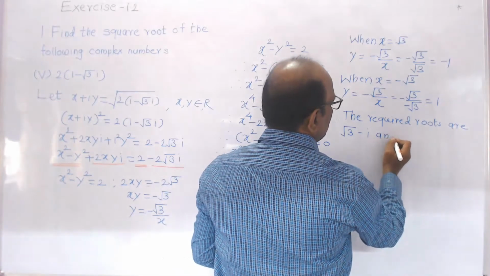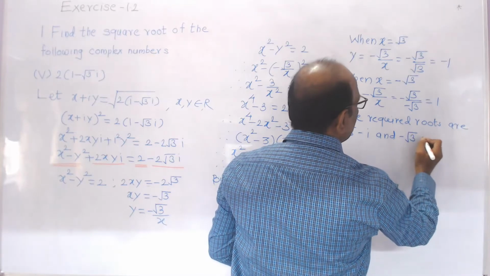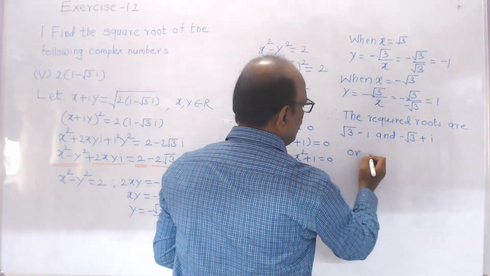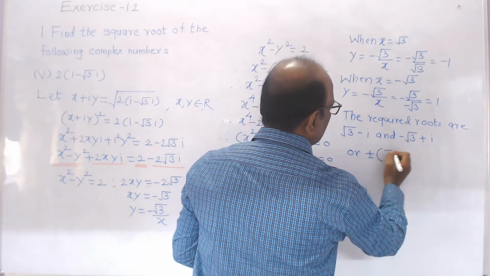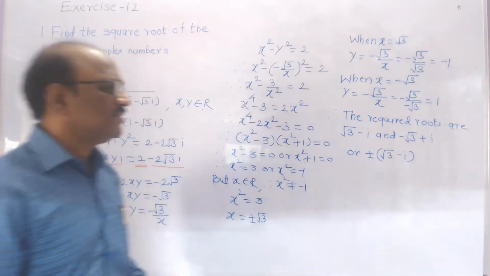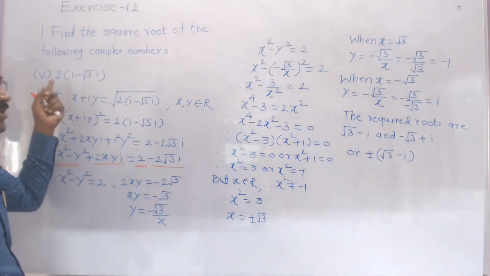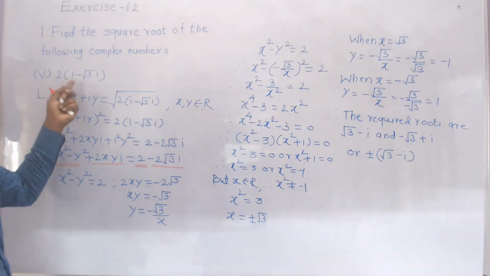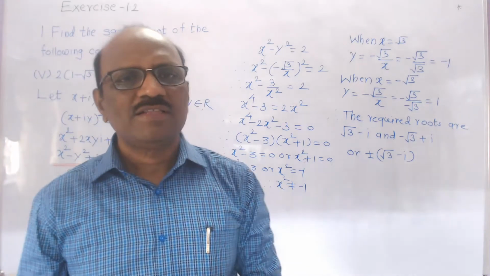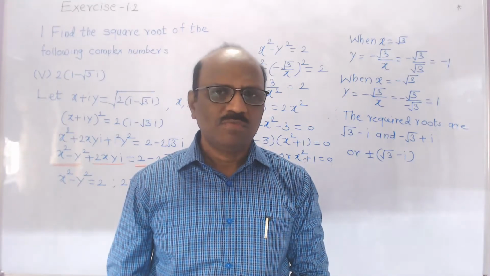And minus root 3 plus i. Or we can compact this as plus or minus root 3 minus i. These are the roots of the complex number 2 in brackets 1 minus root 3 i. And in this way we have completed the 3 examples of how to find the square root of the given complex number.